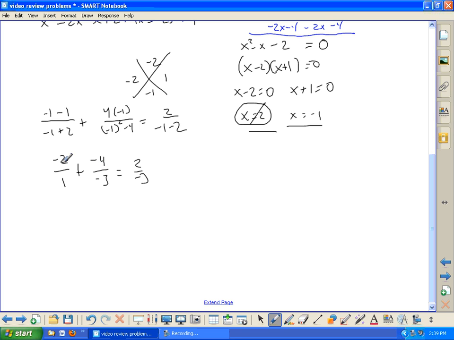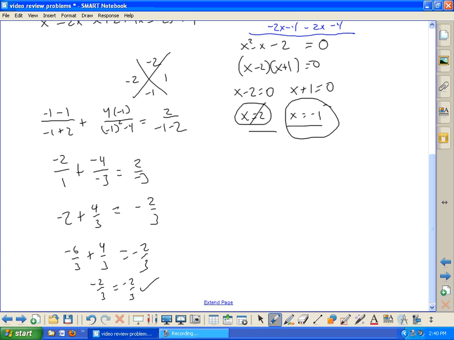So what do we have here? This is negative 2 plus negative 4 over negative 3. That's like negative 2 plus positive 4/3, because a negative divided by a negative is a positive. That should equal a negative 2/3. Well, negative 2 is the same thing as negative 6/3. Negative 6/3 plus 4/3 will give you negative 2/3, which is what it should equal. So that checks out. So that is a good solution.